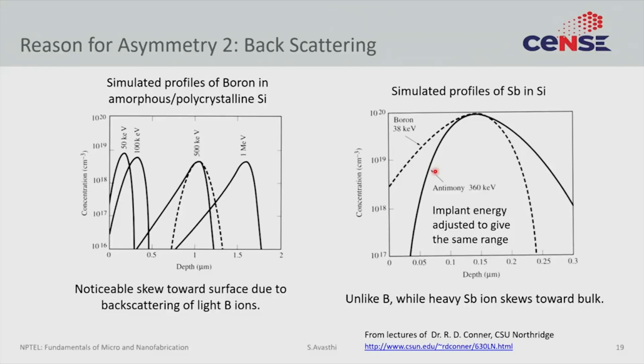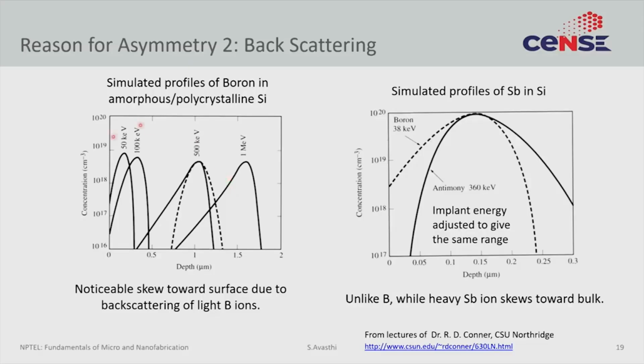Channeling is not the only thing that leads to asymmetry. Another one is backscattering. So, what is backscattering? Suppose the ion that is coming in has a much lower mass than the silicon atom. Imagine taking a ping pong ball and hitting a billiard ball with it. The billiard ball is silicon, the ping pong ball is, say, boron, so lighter and smaller. If you do a mental experiment, you can easily see that if you hit the ping pong ball onto the billiard ball, the ping pong ball will come back and the billiard ball may not move much.